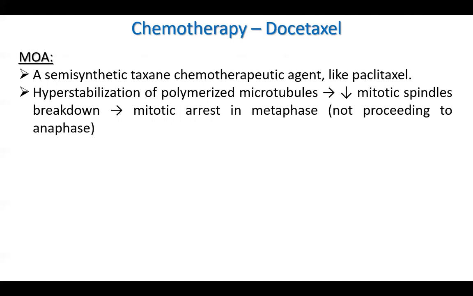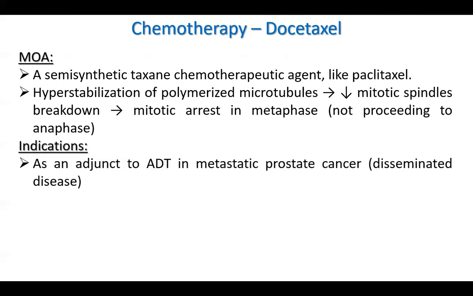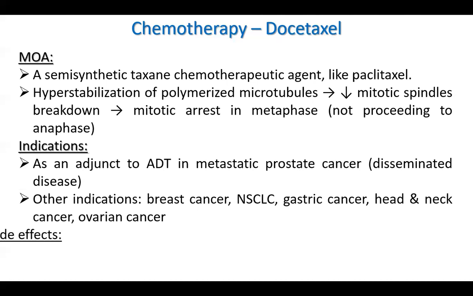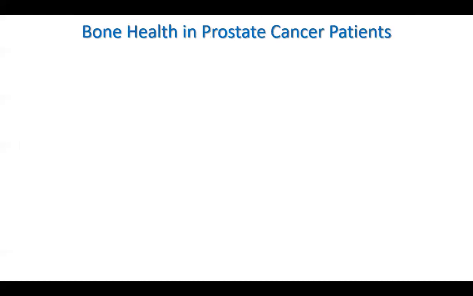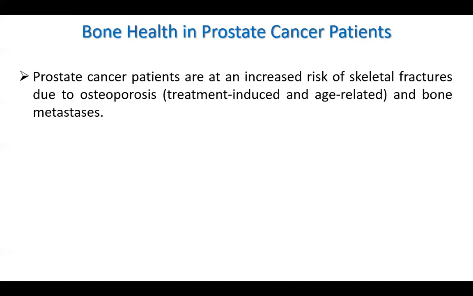So there are drugs which inhibit the polymerization, there are drugs which inhibit the depolymerization. So it inhibits the depolymerization. So it decreases the mitotic spindle breakdown. So there's a mitotic arrest in the metaphase, so it does not proceed to the anaphase. So it's kind of mitotic arrest. So it's a chemotherapy drug. Indications: adjunct to androgen deprivation therapy in metastatic prostate cancer. And there are other indications you don't need to worry about. Okay. And then you should take care of the bone health of these patients.